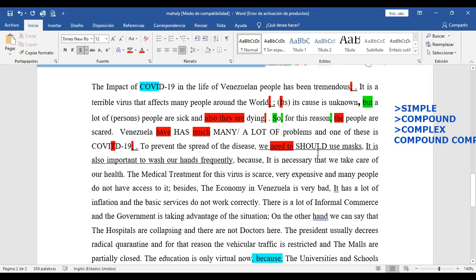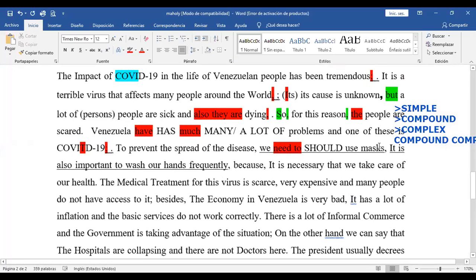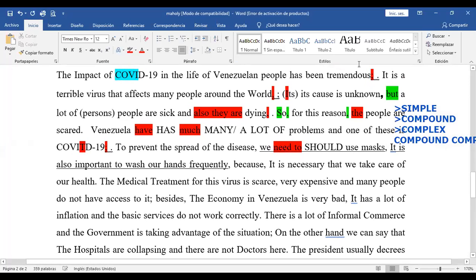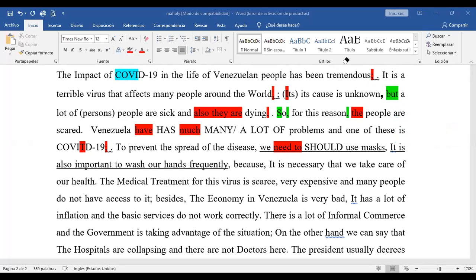Ajá, we should use masks. ¿Qué pasa ahí? Dice, to prevent the spread of the disease, we need or we should use masks. We should, coma, use masks, ahí sería coma, and wash our hands frequently. Pero aquí también podríamos utilizar un semicolon. Yes. Could be. Yeah, también podríamos utilizar un semicolon.